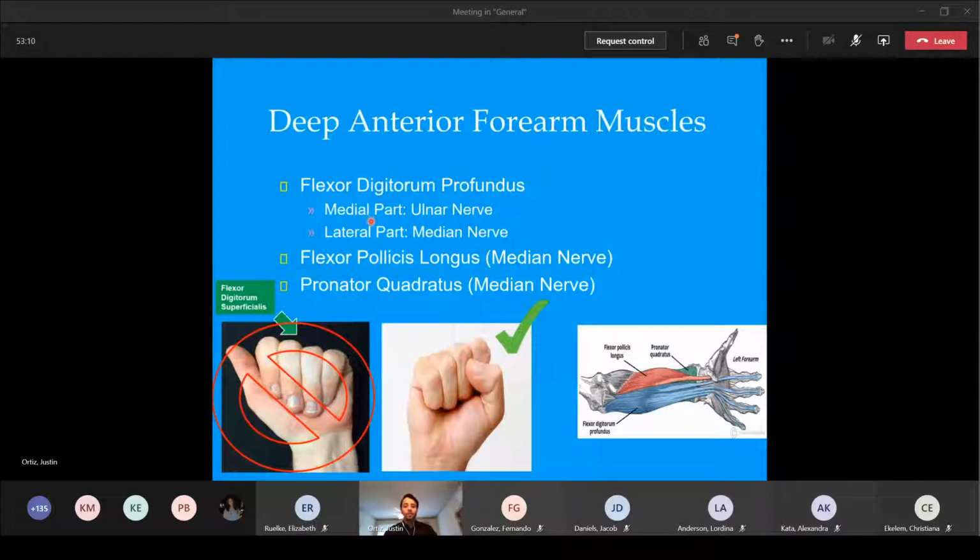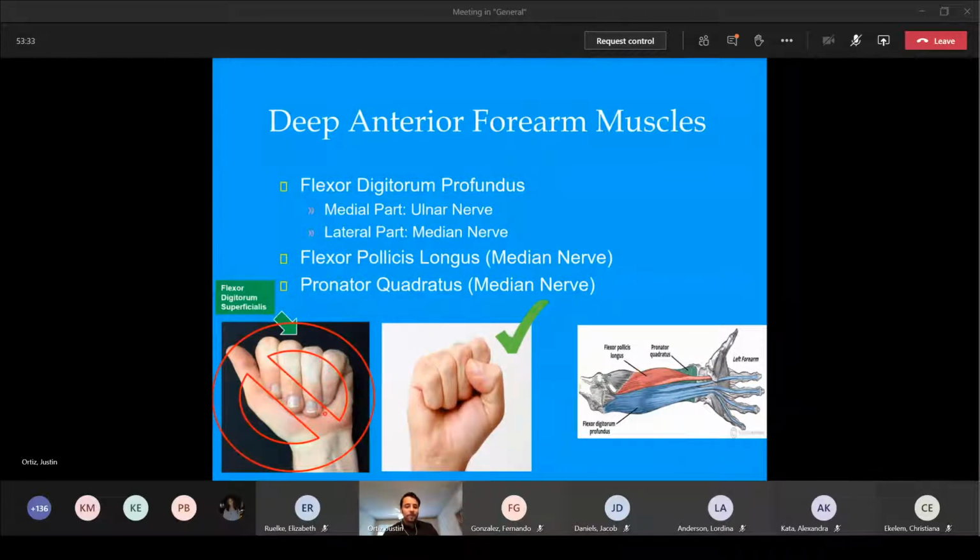Flexor pollicis longus, remember, think thumb. Thumb is on the radial side, so that means the flexor pollicis longus is attaching to the radius and taking some part of the interosseous membrane. Your flexor digitorum profundus is attached to your ulna and taking the other half of the interosseous membrane, right? So that's going to be right here. And then you have your pronator quadratus, which is literally a square, which is right here, that little square.